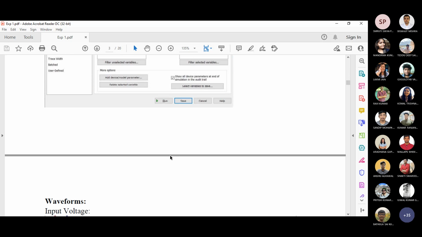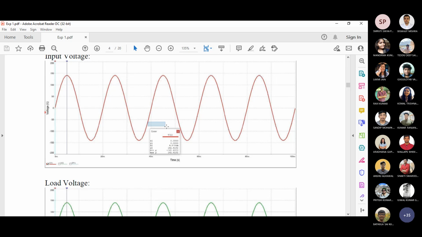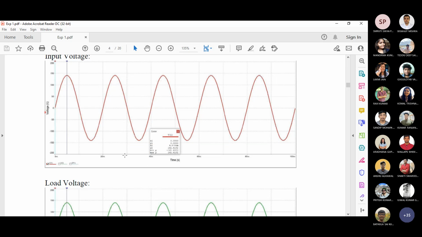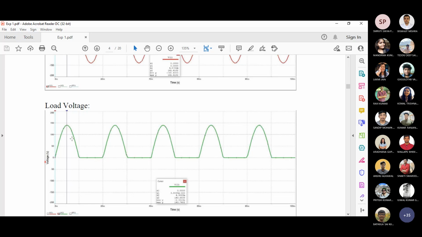That's the cross checking. With the cursor, that value should come here. Then for the load voltage, you can see how much peak it is, and whether it is coming exactly. It is a half wave diode bridge rectifier, so only one cycle. If it is a controlled rectifier, then if you vary the firing pulse, the response also varies. Half wave means you are getting only one cycle, and the other cycle you are not getting.